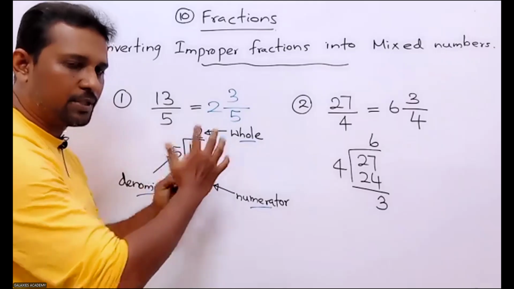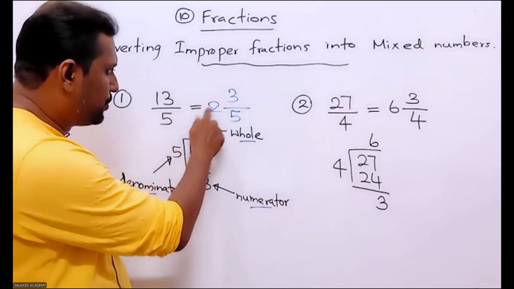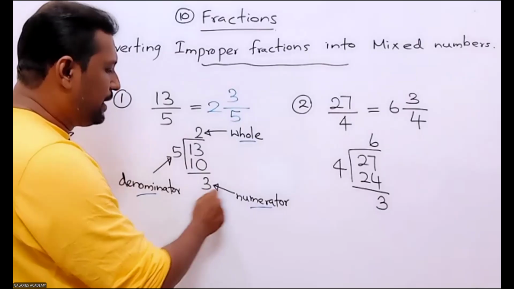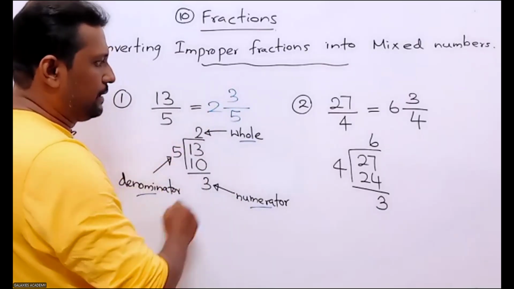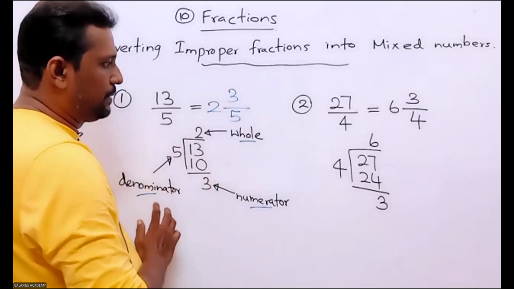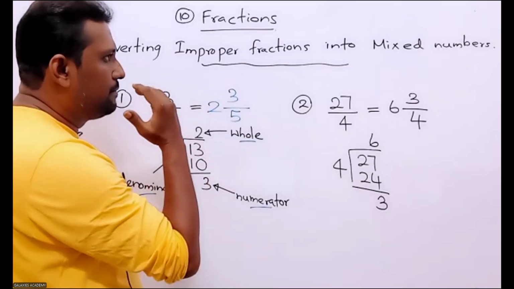Write these positions correctly: 2 is the whole number, 3 is the numerator and 5 is the denominator. So 2 and 3 over 5 is the mixed number.